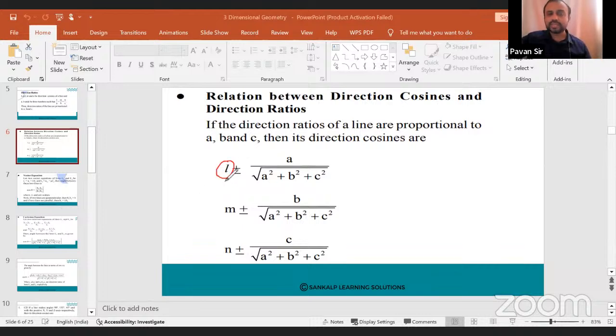plus or minus a upon root of a square plus b square plus c square. Next, m is plus or minus b upon root of a square plus b square plus c square. Similarly, n is plus or minus c upon root of a square plus b square plus c square. So l is connected to a, m is connected to b, n is connected to c. The denominators are the same, that is root of a square plus b square plus c square.